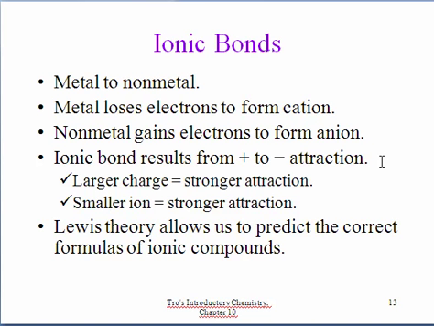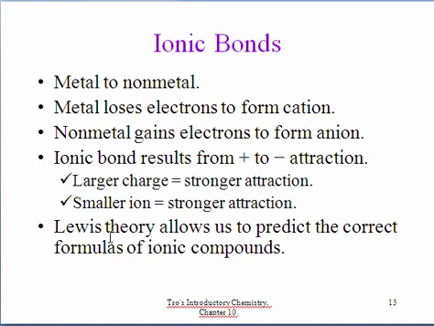And there are two features to think about when we're thinking about this positive and negative attraction. The larger the charge, the stronger the attraction. So a positive 2 charge is going to be a stronger attraction than a positive 1. And the smaller the ion, the stronger the attraction. That is because the positive and negative attraction is very dependent on distance. So if we have small ions, that positive and negative charge can get closer together, and the closer they are to one another, the stronger that force is.